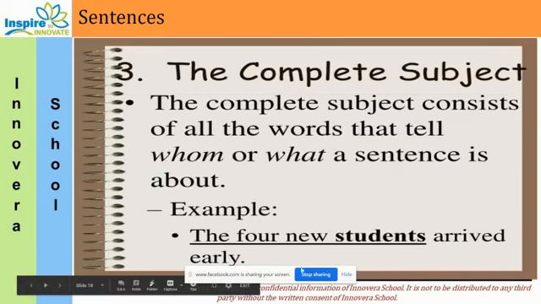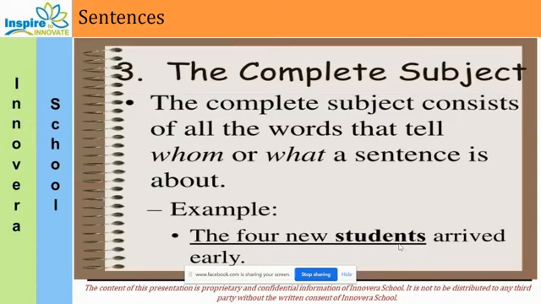What kind of, who were they? The new students. And how many? 4. So it is giving more information about students. So this is a complete subject. Understood? Now, so what is the difference between simple subject and complete subject? In simple subject you need to identify the main word or keyword of subject, main word which is telling you which is the subject.